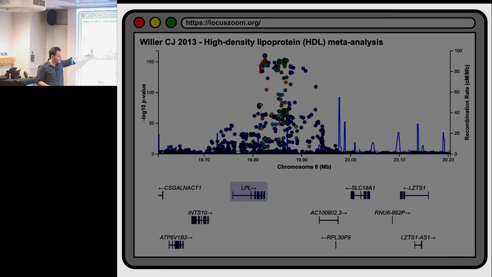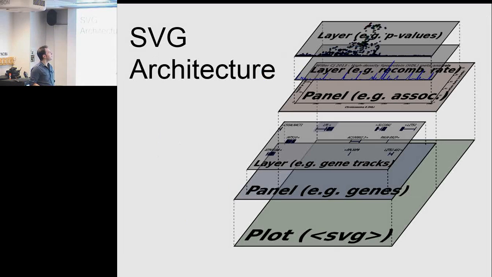So here's an example of what we're going to build. I was just going to step through the architectural approach to making a LocusZoom plot real quick, and then we'll dive into some live demos so you can actually see how it works. And by the way, if you guys have any questions at any point, feel free to just shoot them out. So here's the actual SVG architecture.